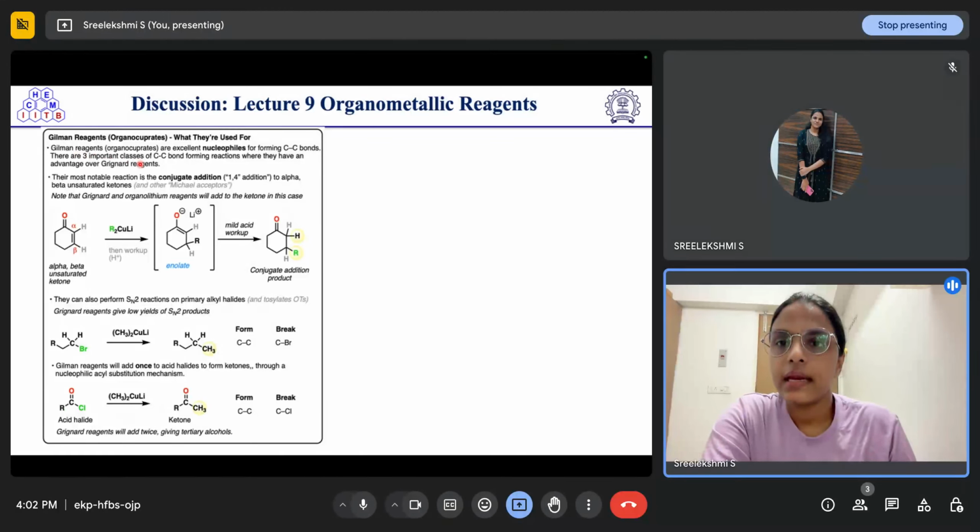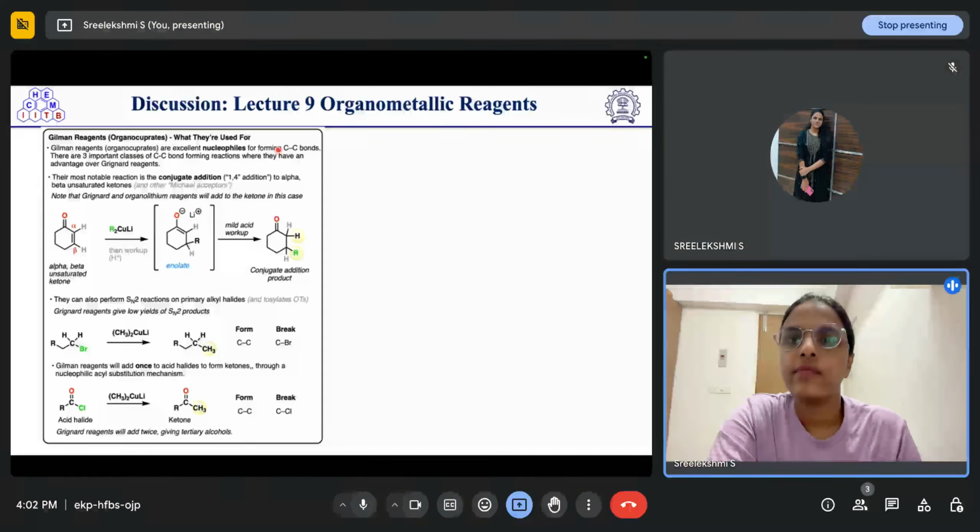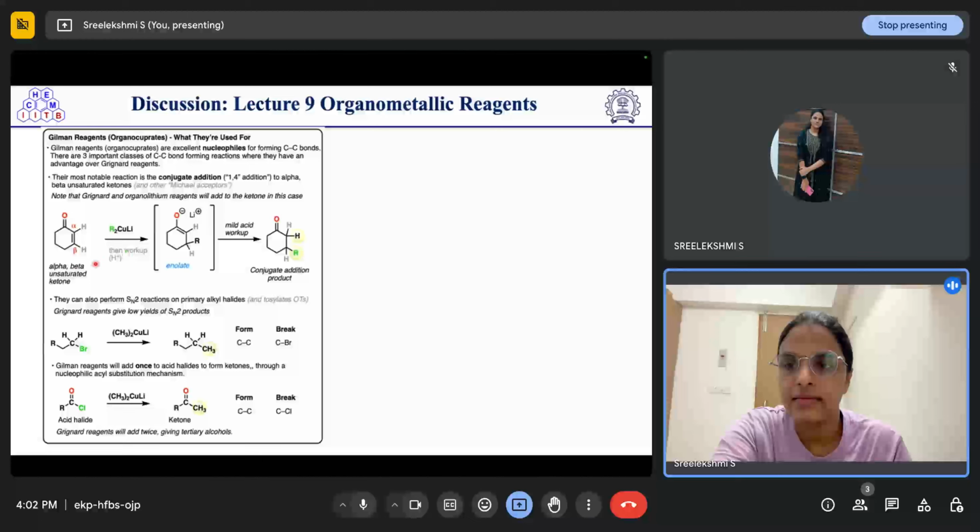Okay, so here it is given already. Gilman reagents are excellent nucleophiles to form carbon-carbon bonds. So they are used in this conjugate addition. Otherwise, we can call it 1,4 addition to alpha, beta, unsaturated ketones. So Grignard and organolithium reagents will add to the ketone in this case. So it is going through this mechanism.